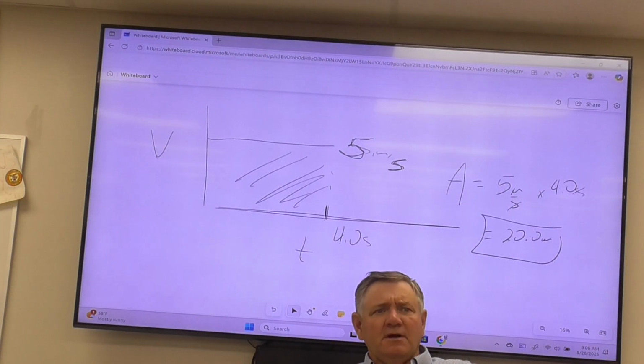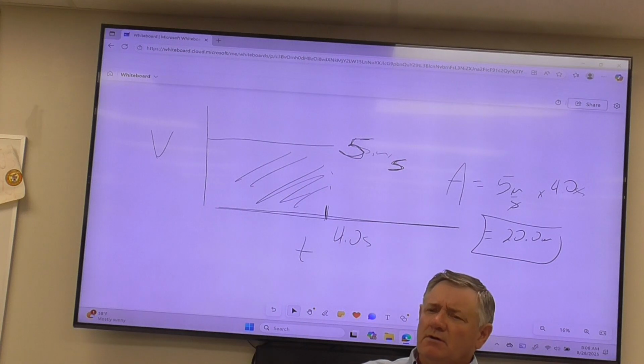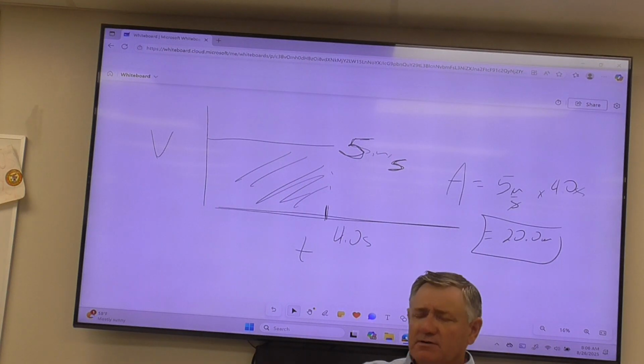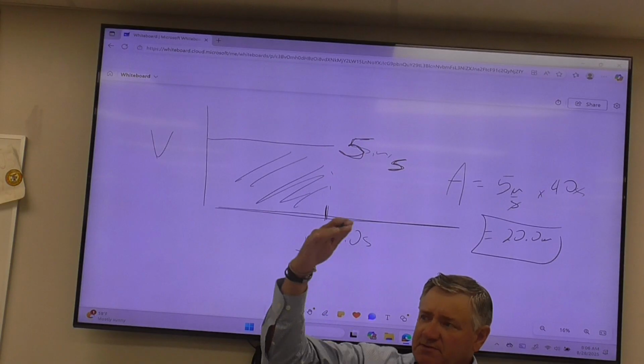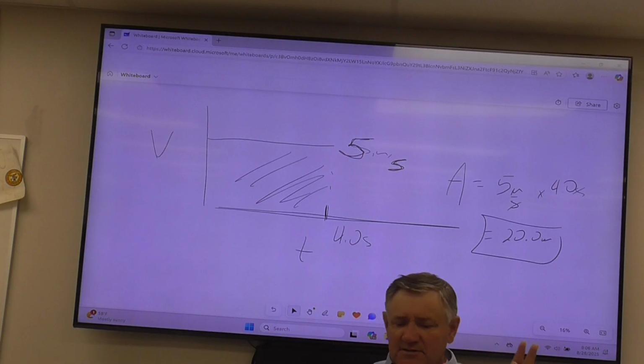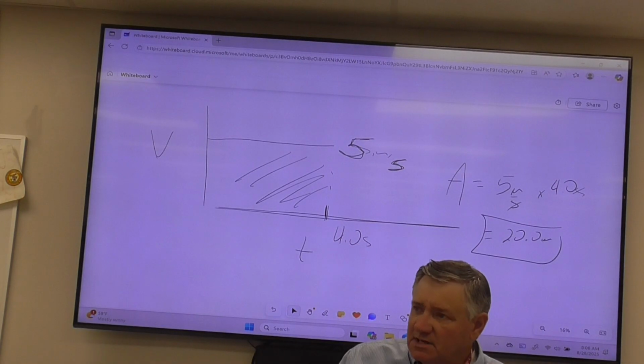Ah, cool. Now that's unnerving because you're going, whoa, whoa, whoa. Area has to be in something squared. No, it doesn't. This is a rectangle. I'm just telling you the dimensions of this rectangle are 5 meters per second by 4 seconds. Those are just the dimensions. That's it. Okay? And that area is going to be 20 meters.